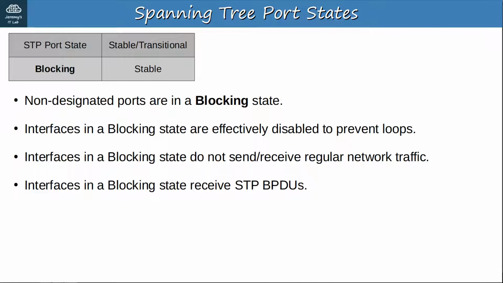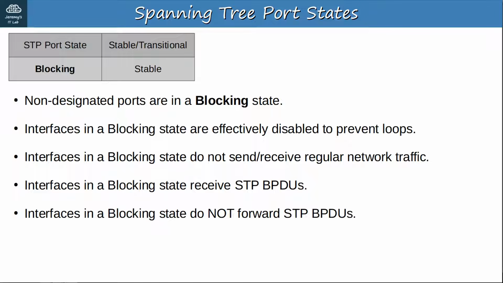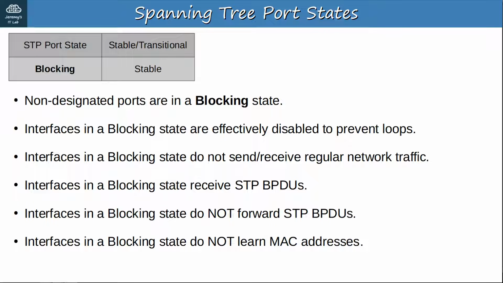However, interfaces in a blocking state do receive spanning tree protocol BPDUs. They need to receive and process BPDUs to be aware of the spanning tree topology and be ready to transition towards a forwarding state if they need to. But interfaces in a blocking state do not forward STP BPDUs. Finally, interfaces in a blocking state do not learn MAC addresses. If regular traffic arrives on the interface, it is dropped without adding the MAC address to the MAC address table.